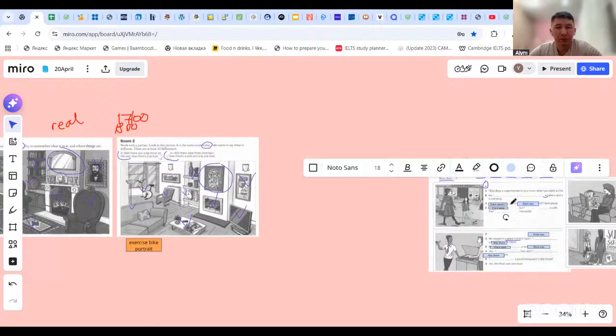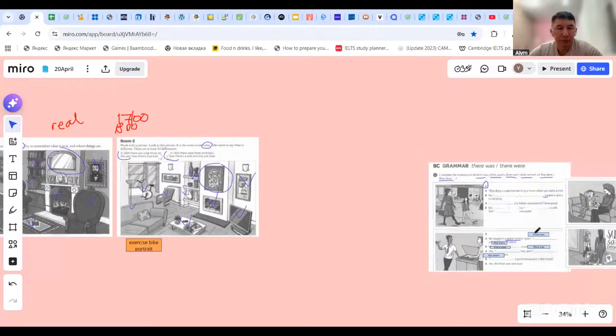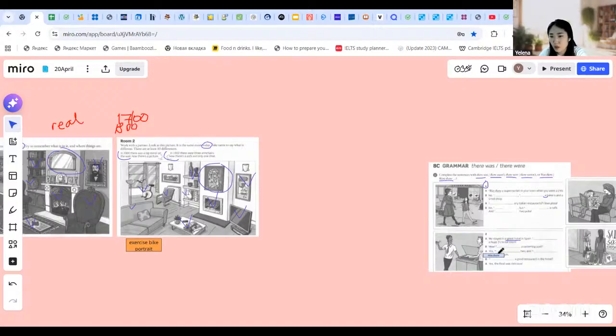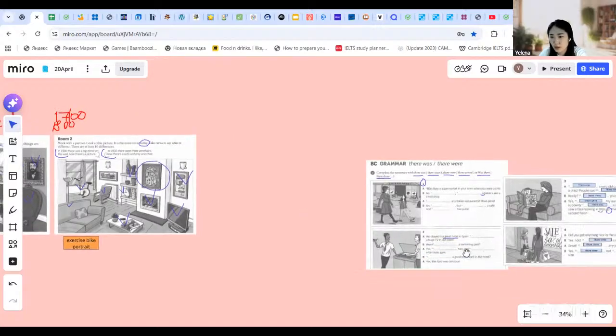Well, we have used was, were when describing pictures, but now let's talk about some objects. For example, in a city.